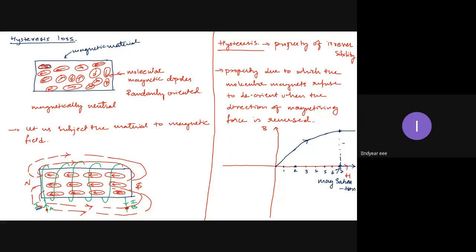Now once I increase up to saturation, I decrease the magnetization in the same number of steps. I increased it from 0 to 1 unit, 1 to 2, 2 to 3, 3 to 4, 4 to 5, 5 to 6, 6 to 7 with a certain rate. With the same rate, you decrease from 7 to 0. Then what will happen is, when I start decreasing the magnetizing force, the demagnetization will not follow the same curve.